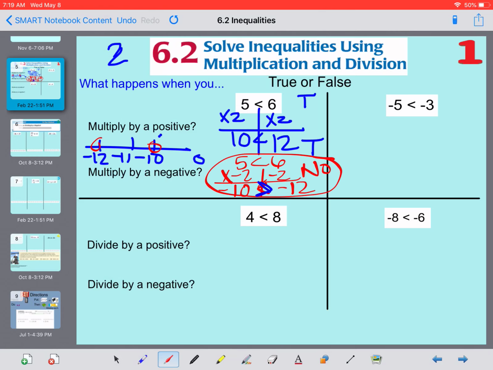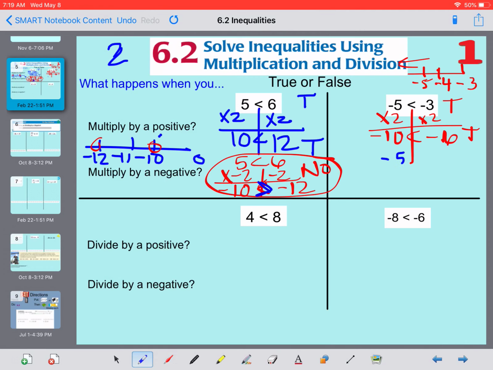Let's try the same thing with a negative inequality. Right now it says negative 5 is less than negative 3, which is true because negative 5 would be closer to the left side, closer to the negatives. Negative 3 is closer to the positives. So that is true right now. If we multiply by a positive, we still have negative 10 is less than negative 6, which is true. This number is further to the left. Still true when we multiply by a positive.